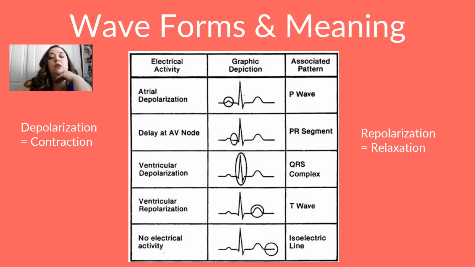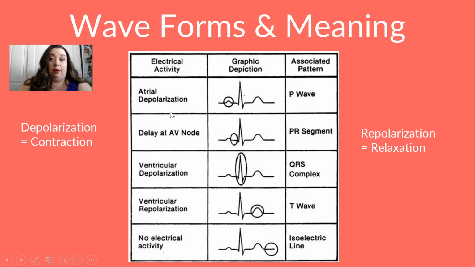So it's lead 2 that we are used to looking at, and that's what these drawings are representing. So atrial depolarization, another word for depolarization is contraction. And so when I have a P wave, that is representative of my atrial depolarization, meaning if I have a P wave, that's proof that my atria depolarized or contracted.